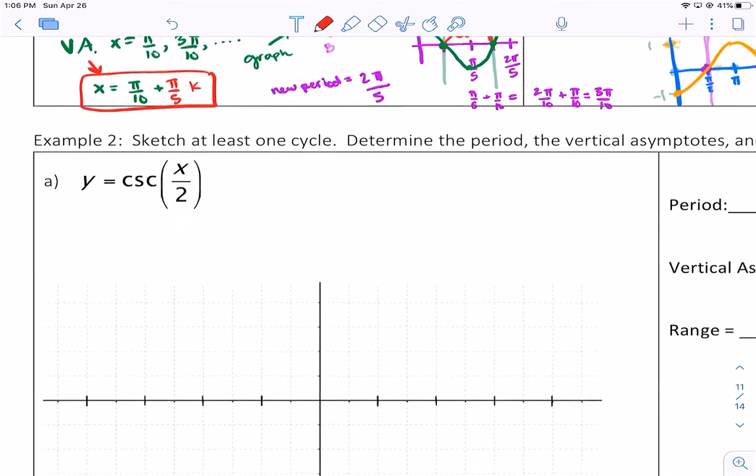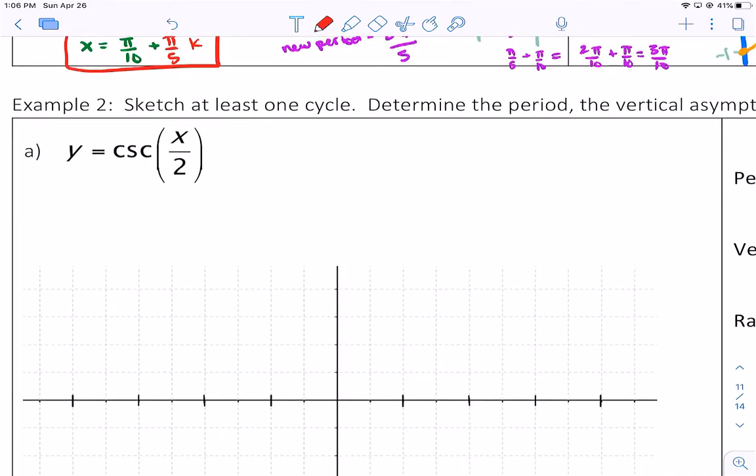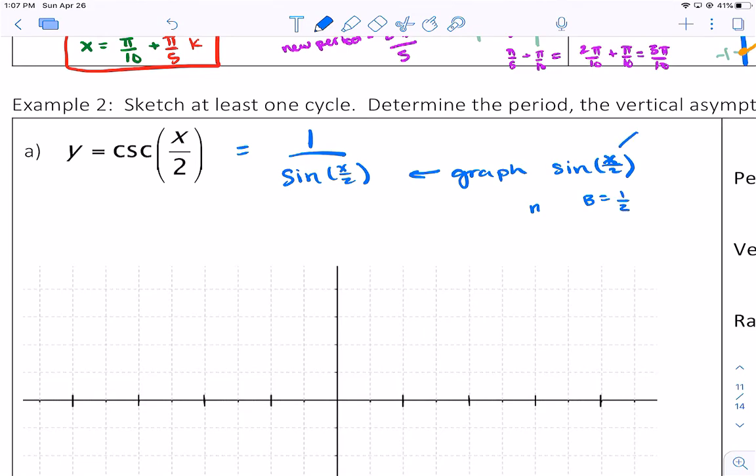So now we're going to graph secant of x over 2. If we graph secant of x over 2, I'm thinking to myself, I really want to think of this as 1 over sine of x over 2. So the first thing I want to do is graph that function. So I want to graph sine of x over 2, which is really just more practice of what we did last week. Because the 2 is being divided into the x, it's changing the period. So in this case, b is equal to 1/2, because you can think of this inside as being 1/2 times x. Remember, it's always b times x, so b is 1/2.